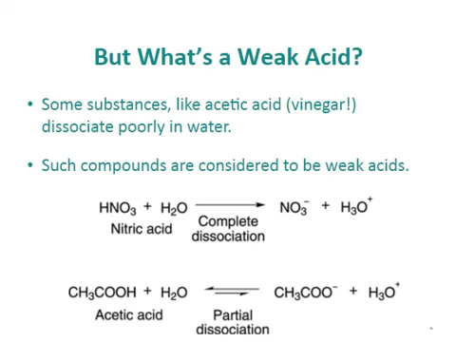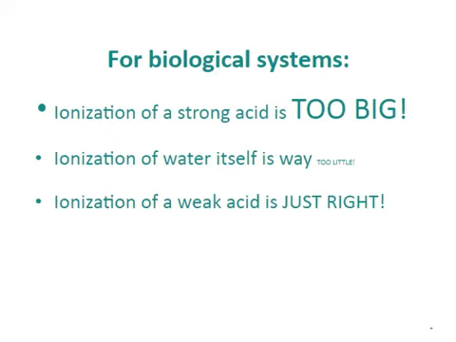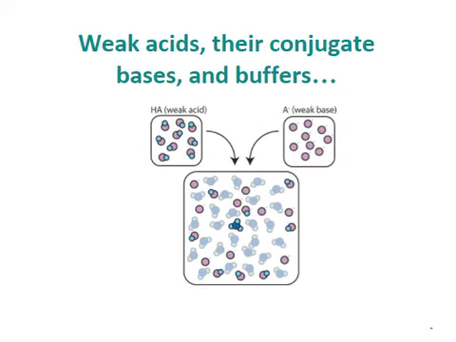So we need something that's in between, and that's where some of these substances found in living systems work well. We can't use a strong acid. We can't use water because it's way too weak to ionize. So we need the weak acid that's just right. We need something that can partially dissociate when it's put into a solution. If we take a weak acid, it will partially dissociate, and it should have that conjugate base, which can accept those protons as well.